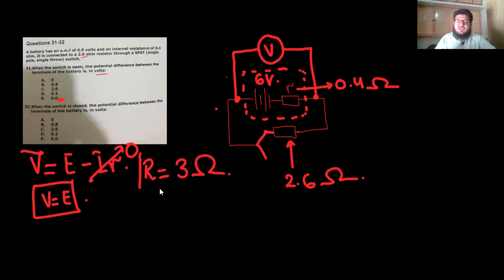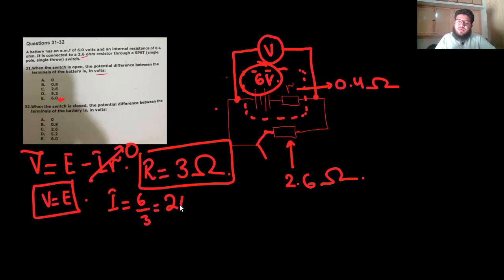Now you have the resistance and you also have the voltage, meaning the EMF, so you can use them to calculate the current. I is equal to V upon R. 6 divided by 3 means 2 amperes. So you have the current now.